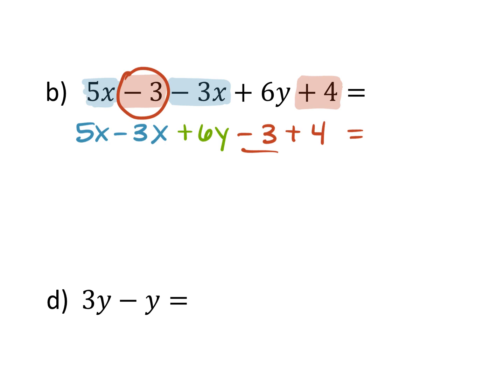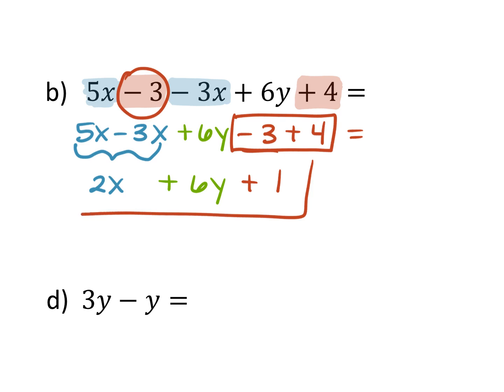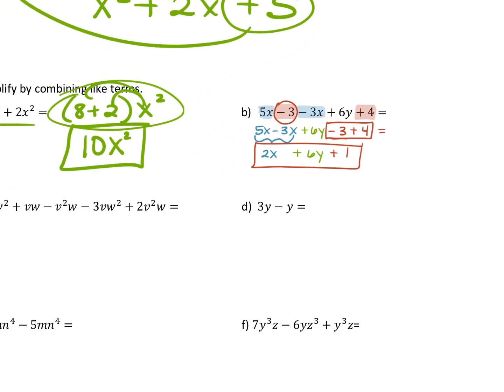So what we do is we go 5x minus 3x is 2x plus 6y, which we can't do anything with. Then what? Plus 1. A negative 3 plus 4 is a positive 1. And this is your simplified answer. Does that make sense? Yes. Tell me to slow down if I go too fast, okay?